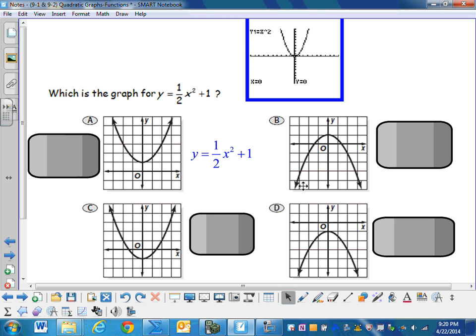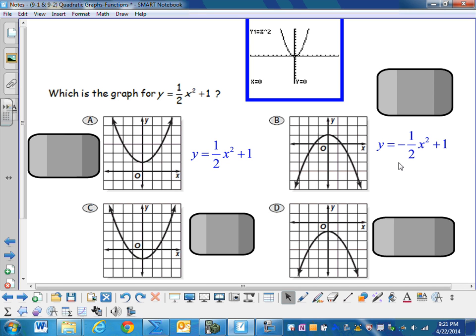Let's look at B. Again, we're assuming that the 1/2 x squared will go there for the same width, but in this graph, it rises and then falls. So that's going to be a negative 1/2 x squared. And again, the vertex is at 0, 1, so it appears that it's been shifted up and reflected. So the equation of this line is y equals negative 1/2 x squared plus 1.